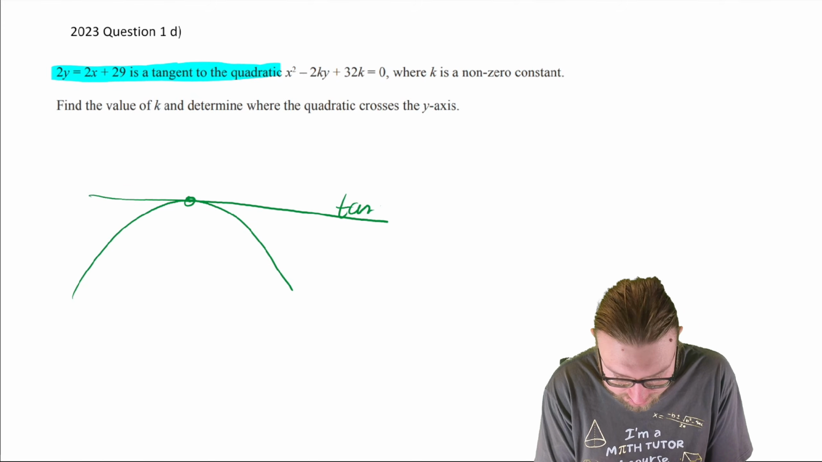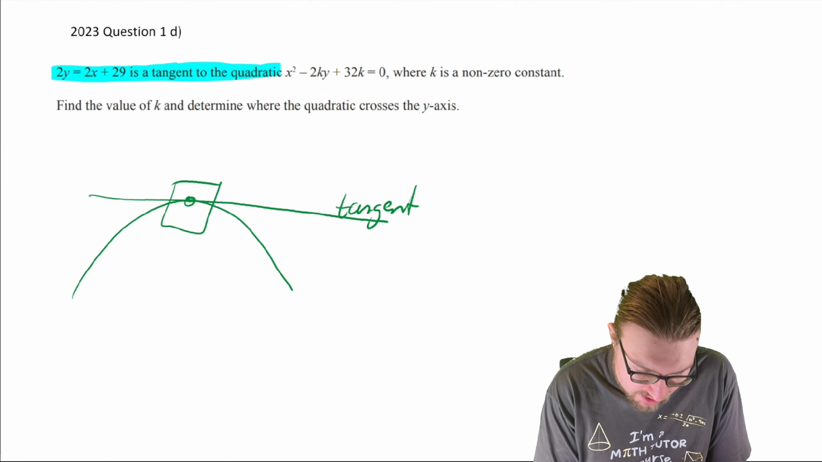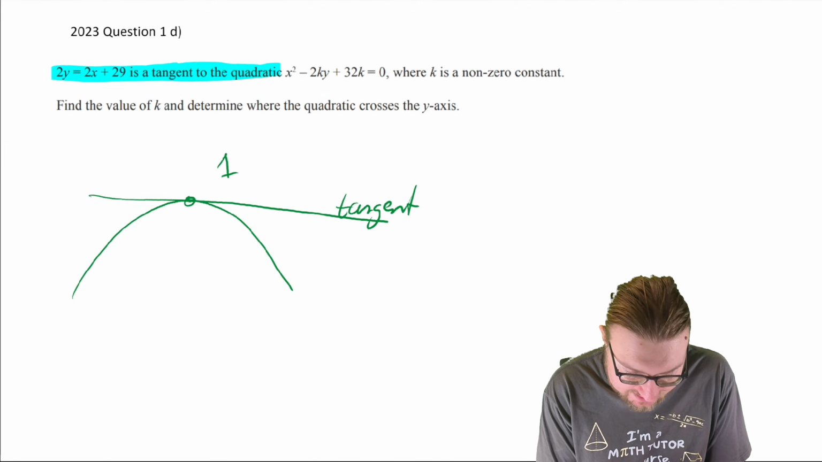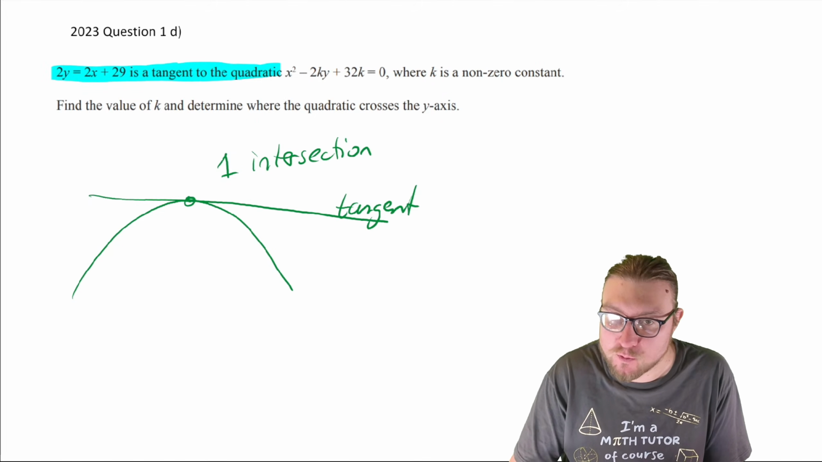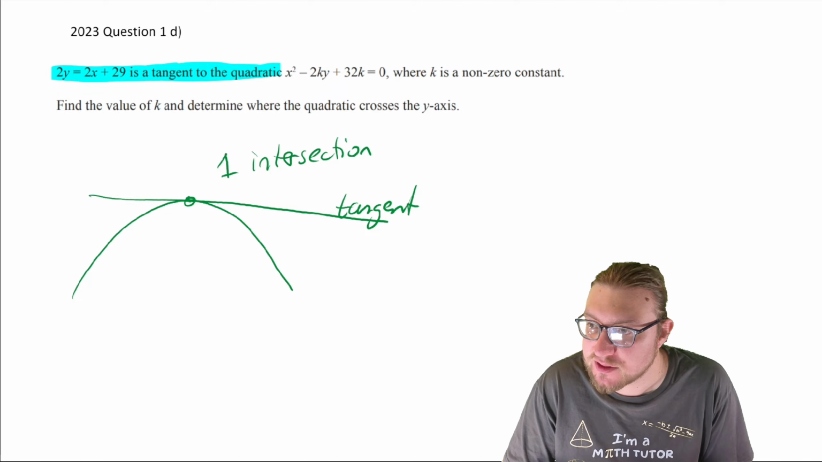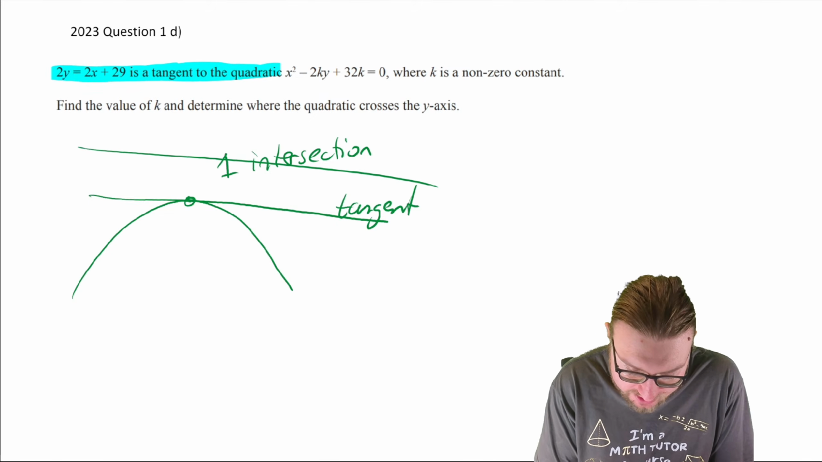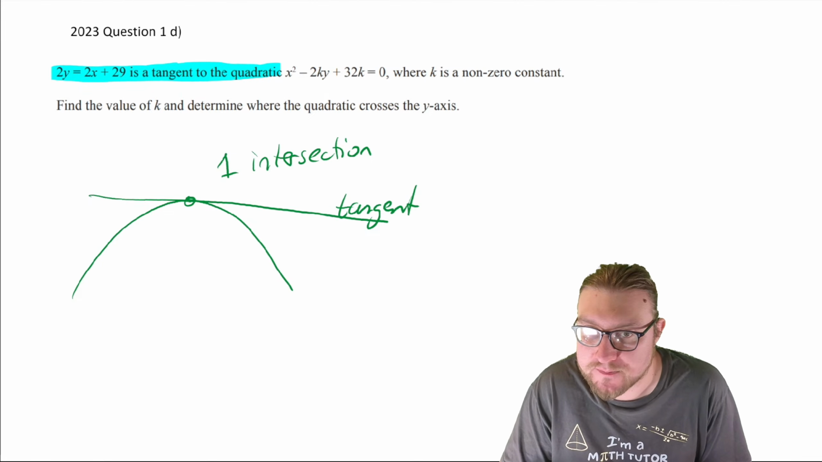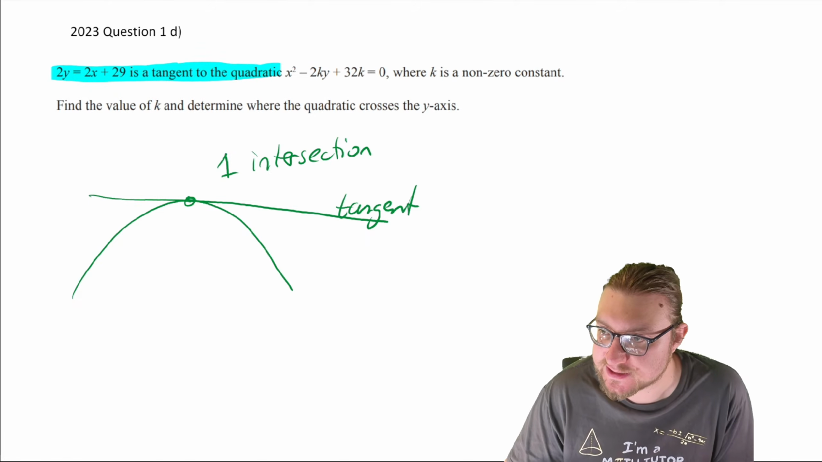So this is our tangent. That means that at this point here, this straight line has exactly one intersection. We have one point where these two intersect. That is what a tangent is. We don't have two intersections and we don't have none. We have exactly one. So have a think of what that means. When do we have one intersection point?